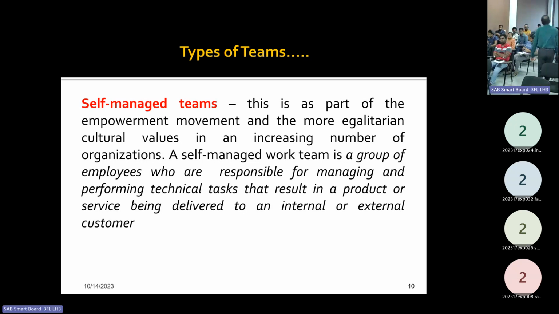Therefore, the change agent can be seen from any level. It is not necessarily from the top level. Even a worker can do that. A senior worker can do that. Or an external consultant can play that role, the change agent role.